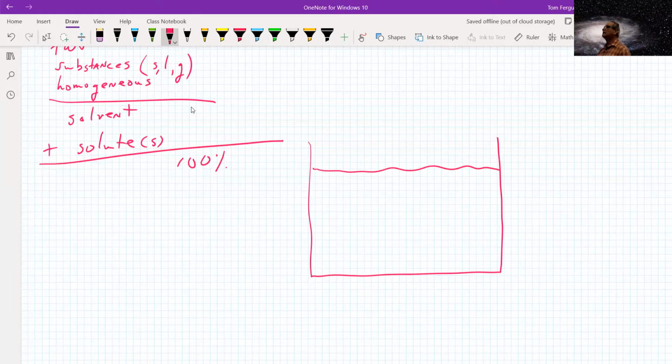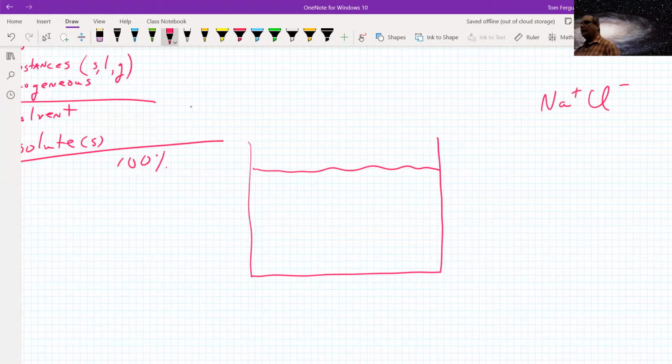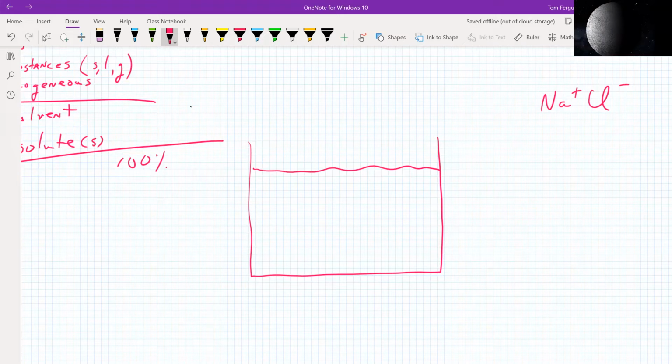So let's take salt and water. Let's look at it microscopically. As you all know, sodium chloride is the formula for salt. It's an ionic solid, meaning it's made up of ions as opposed to neutral elements. Sodium is positive one, and chloride is negative. That's how they form a solid. So that'll be our solute.